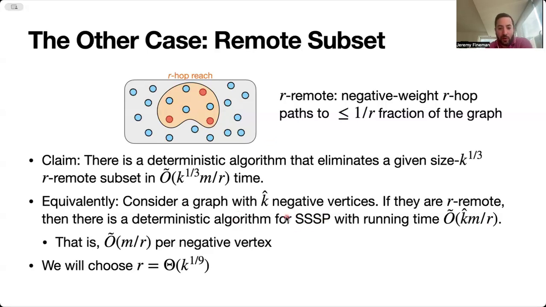Okay, so since all we need to do to eliminate vertices using Johnson's algorithm is compute single source shortest paths, this means that if we have an R-remote subset, we can eliminate that subset by just running single source shortest paths on the subgraph. Now, given the various running times of components of the algorithm, it'll turn out that the best choice of R is k to the 1/9. So you can keep k to the 1/9 in mind for R throughout this talk.